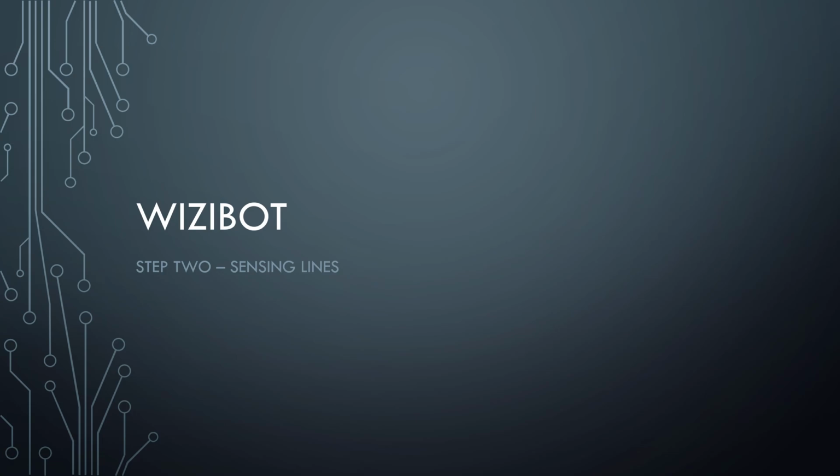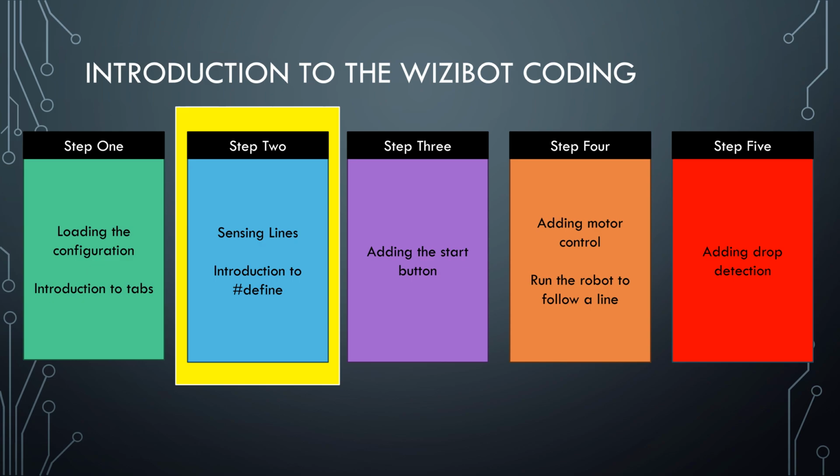Hello, welcome to the second step of adding line sensing to our Wizibot. This is step number 2 of 5 steps. If you have not done step 1 yet, please go back and make sure you do step 1 first. We're going to be adding to the code that we wrote in step 1, so you're going to have to do that first. Okay, so go back and do that.